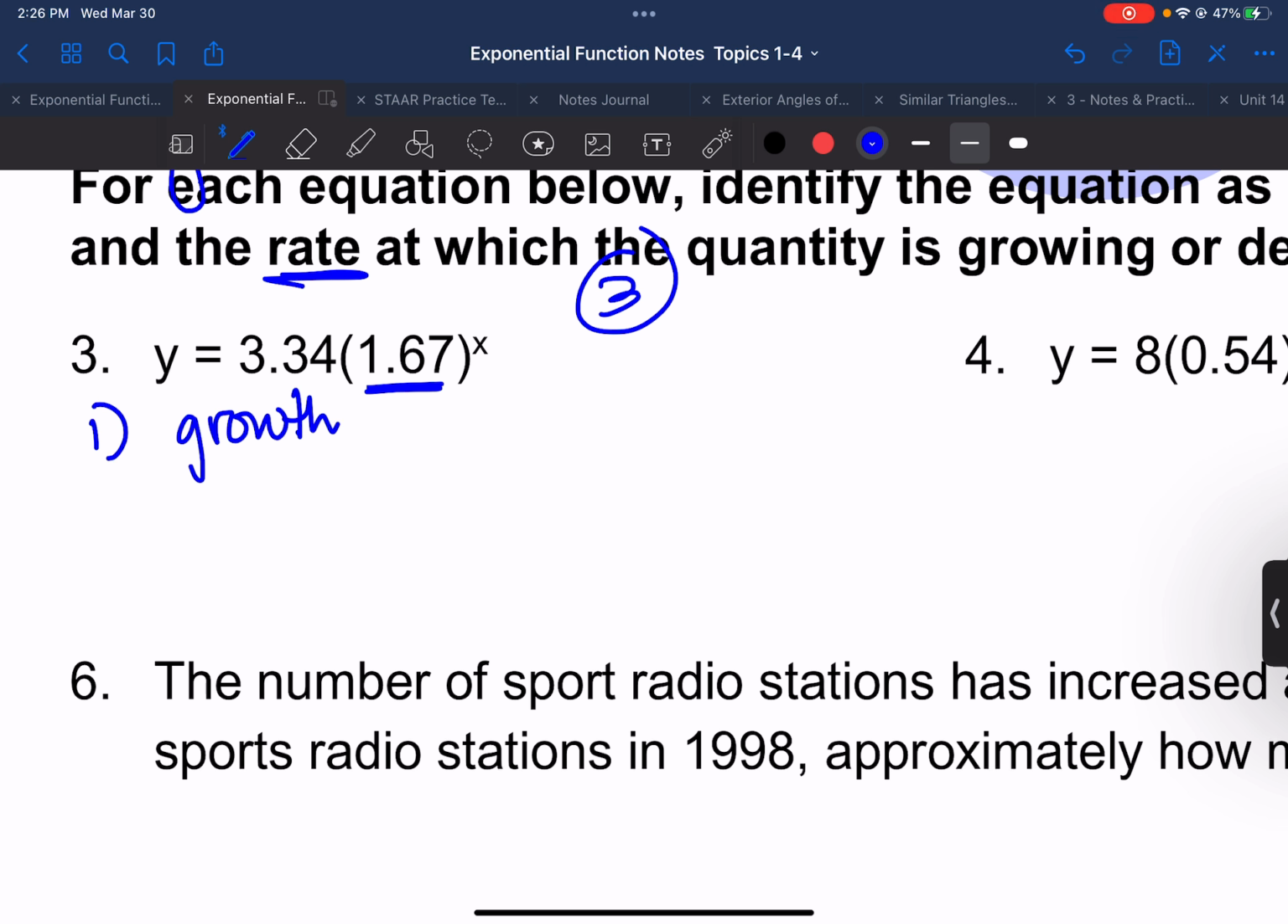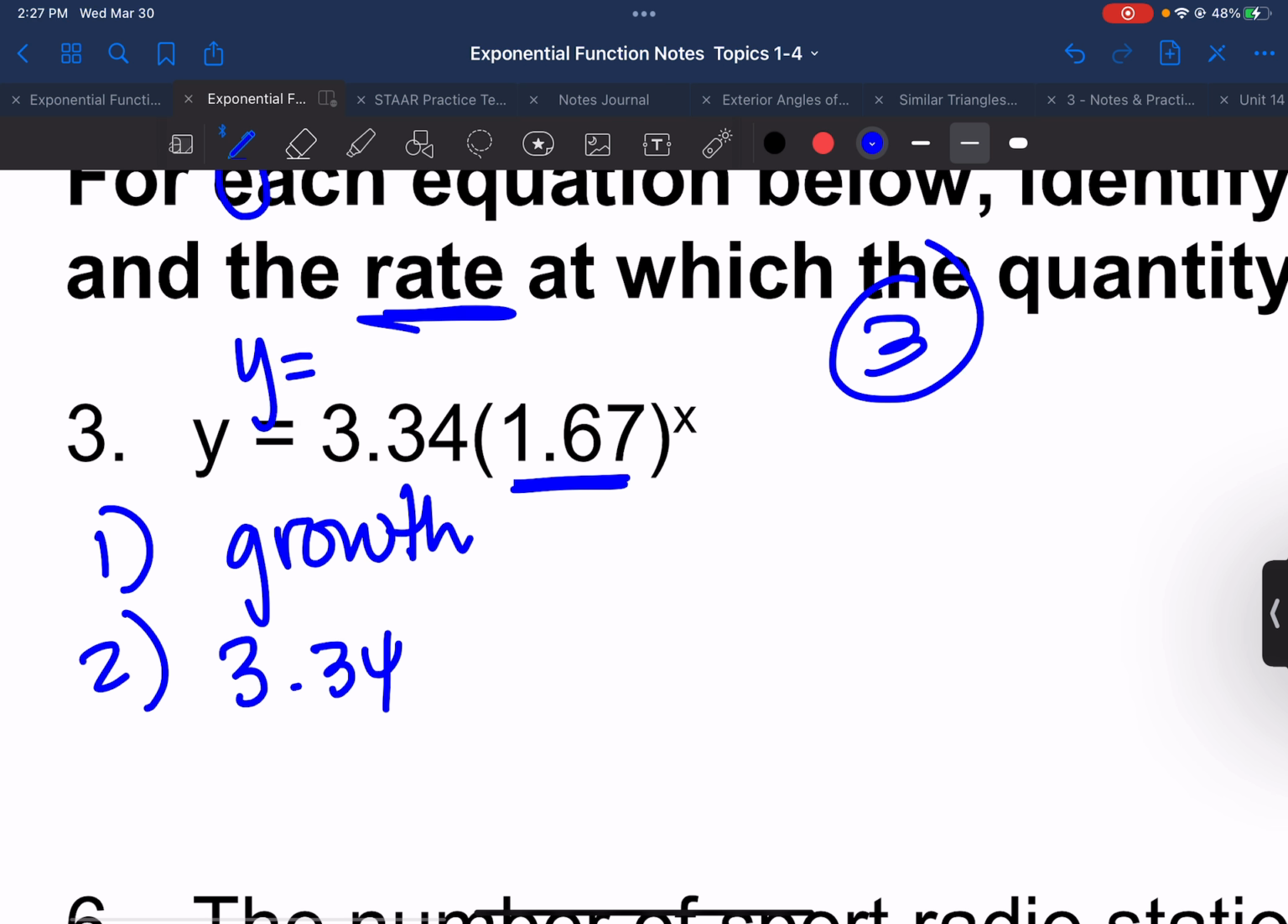It's the growth. And then we need to identify the initial value. That's going to be 3.34. And we actually need to figure out what was the rate. 1.67 was not the rate of growth. Remember, my formula looks like this: y equals a(1 plus r)^x.